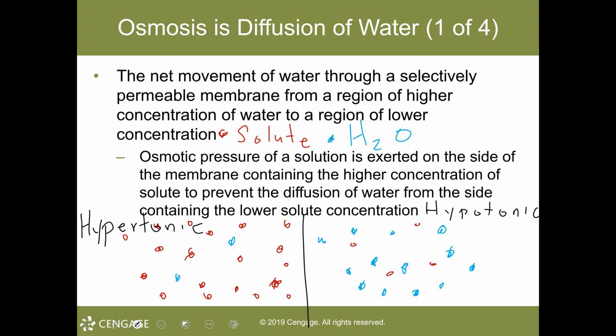So to get back to my point, class, look very closely here at what I've drawn at the bottom of the screen. Osmosis, by definition, is the net movement of water through a selectively permeable membrane from a region of higher concentration of water to a region of lower concentration of water. And this occurs, class, until equilibrium has occurred. I've just shown you and defined for you, class, osmosis.